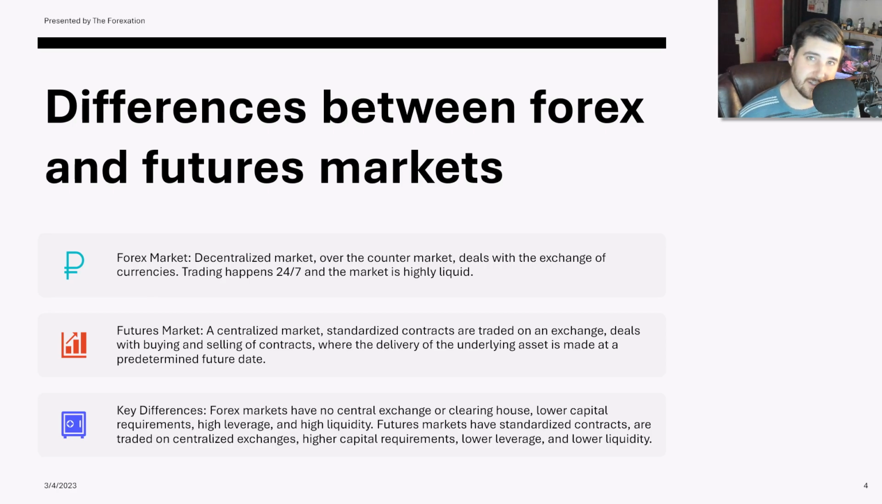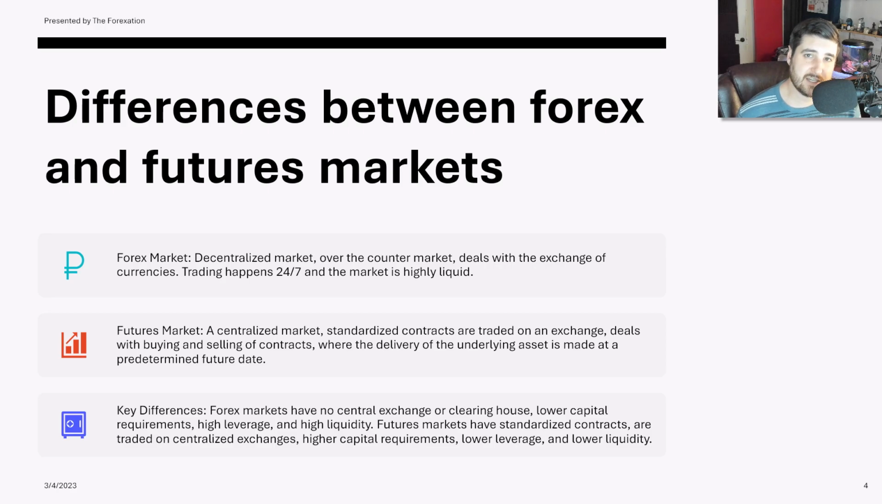Futures markets are centralized markets where standardized contracts are traded on the exchange, dealing with buying and selling of contracts where the delivery of the underlying asset is made at a predetermined future date. So when you're looking in on TradingView and whatever broker you're going to be using, you'll see that there's March contract dates, there's December, and it's going to rotate.